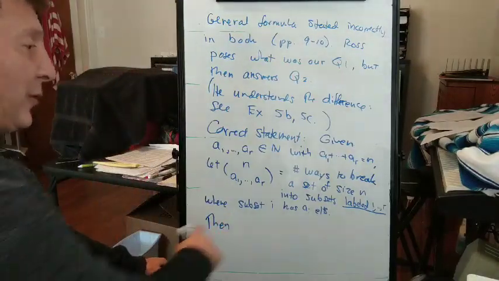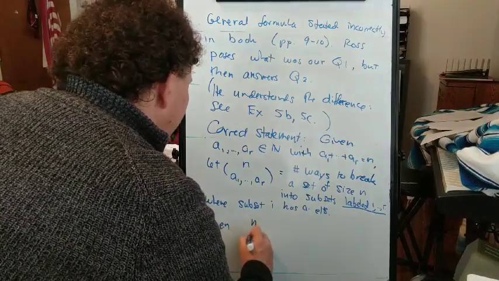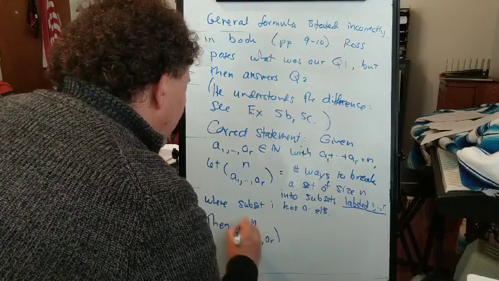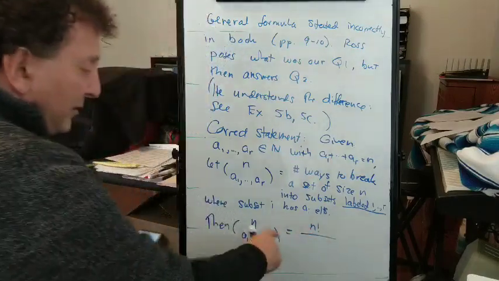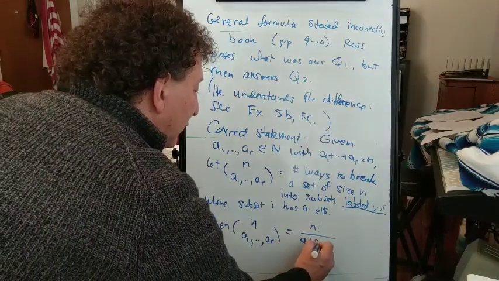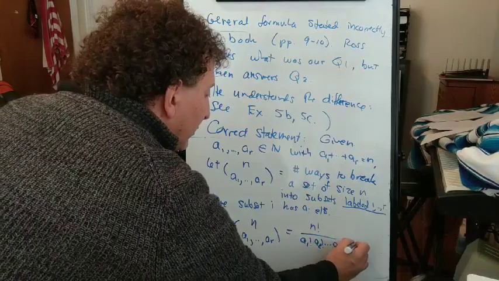And if we define it that way, don't forget to say labeled 1 through r, then n choose a1 through ar equals n factorial over the product of all these factorials. a1 factorial, a2 factorial, etc. up to ar factorial.